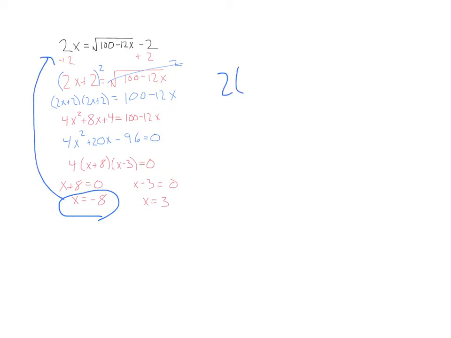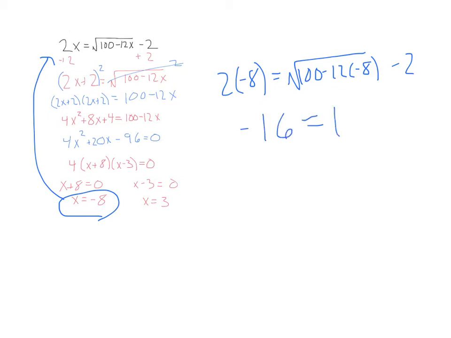That'll give me 2 times negative 8 equals square root of 100 minus 12 times negative 8, minus 2. If I work all of that out, I'm going to get negative 16 equals 12. That's not true, so x equals negative 8 is not a solution.